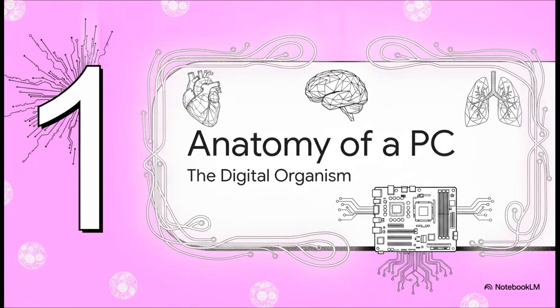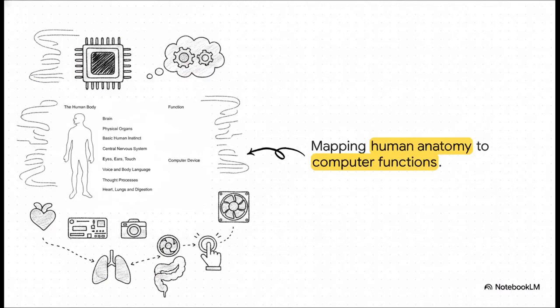Section 1. Anatomy of a PC, the digital organism. Think about it like this. Just as you have a brain that coordinates your actions, the computer has a CPU, or central processing unit. Your physical organs? They function exactly like the hardware inside the case. Your basic instincts and thought processes map perfectly to the software and firmware. And your eyes, ears, and sense of touch? Those are the peripheral devices gathering data from the outside world. It really is a perfect parallel.